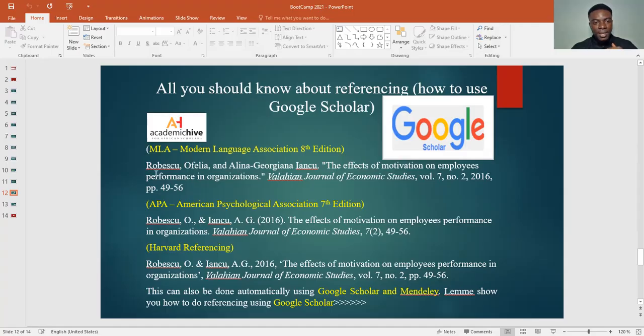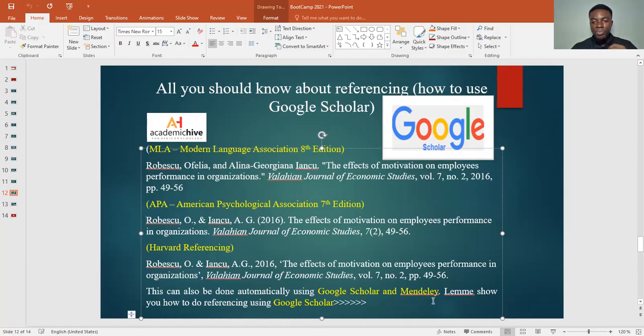As you can see, the MLA is different from the APA, as the APA is different from the Harvard. The APA usually is indented, okay, and the AND is different from the AND in MLA. The journals, the volume is different, it's not the same, though there are significant differences. This was done manually, but you can also do it using Google Scholar or Mendeley.